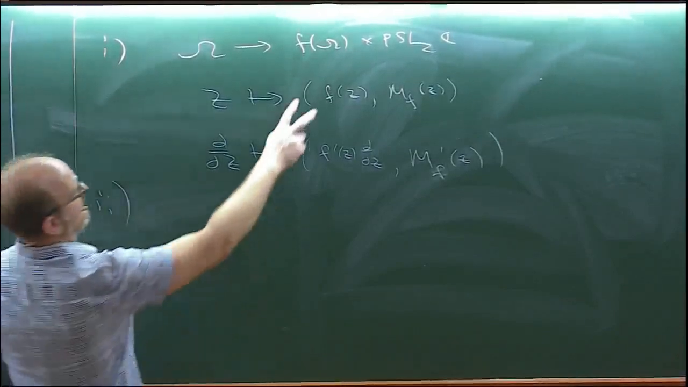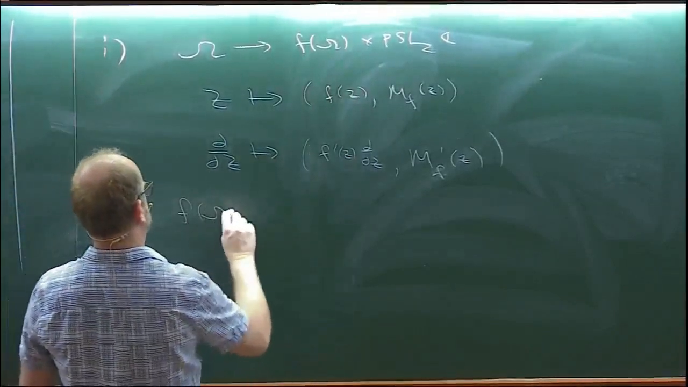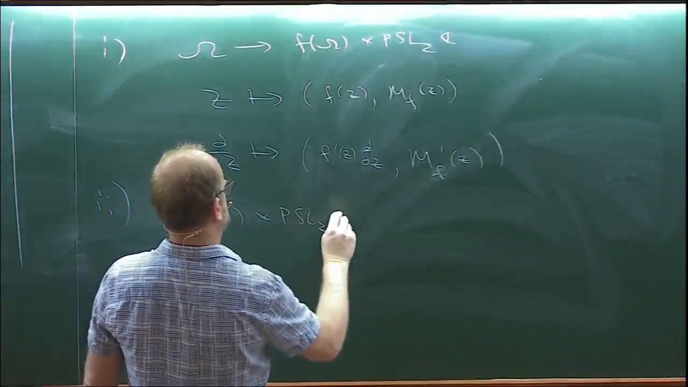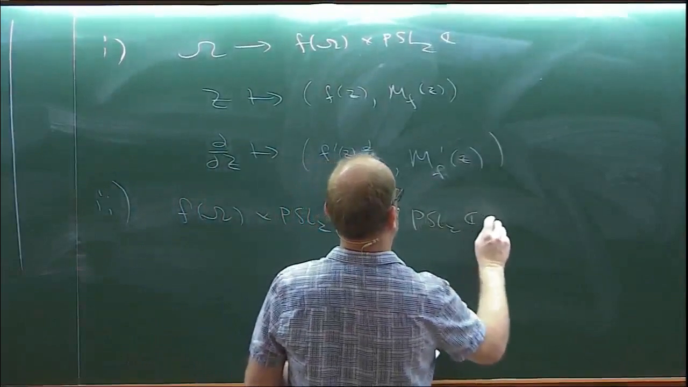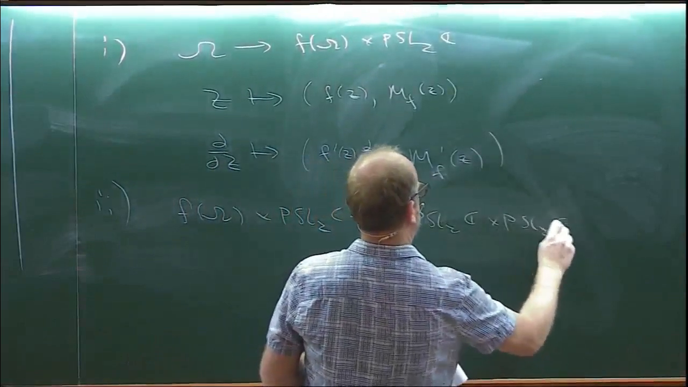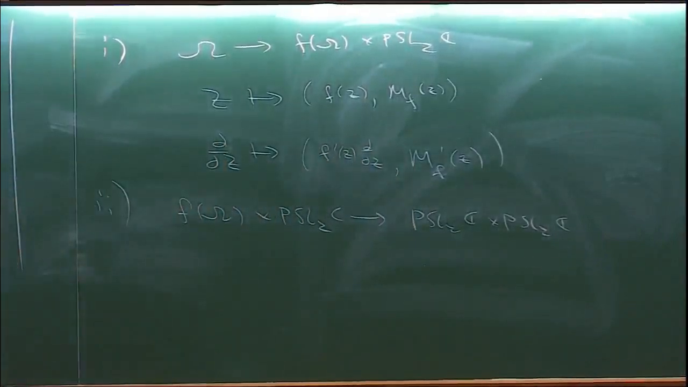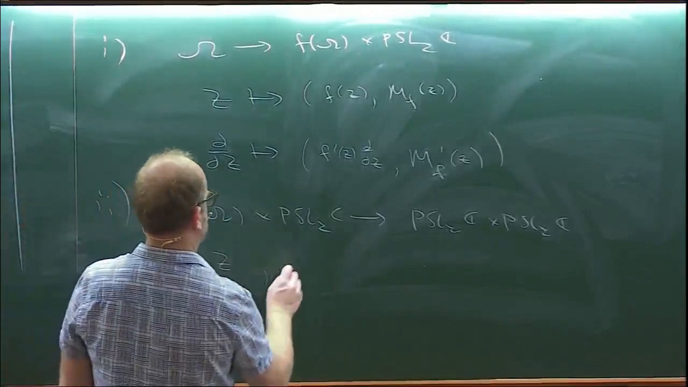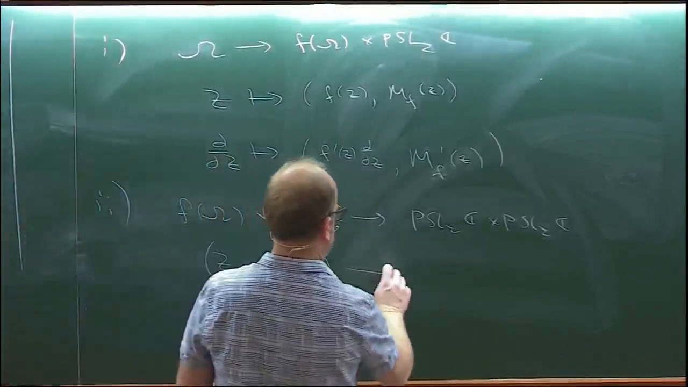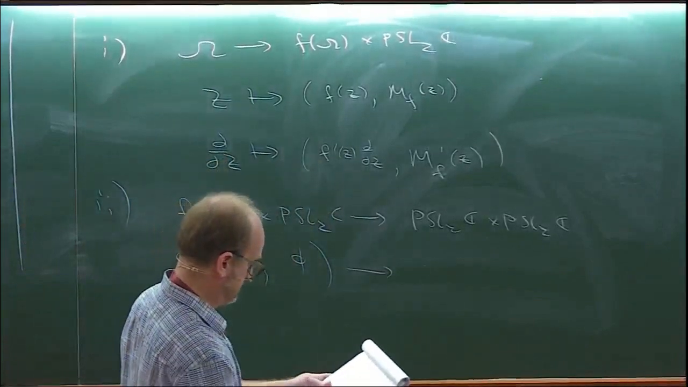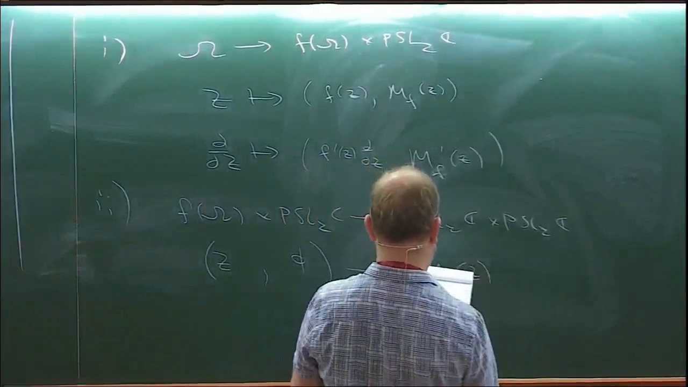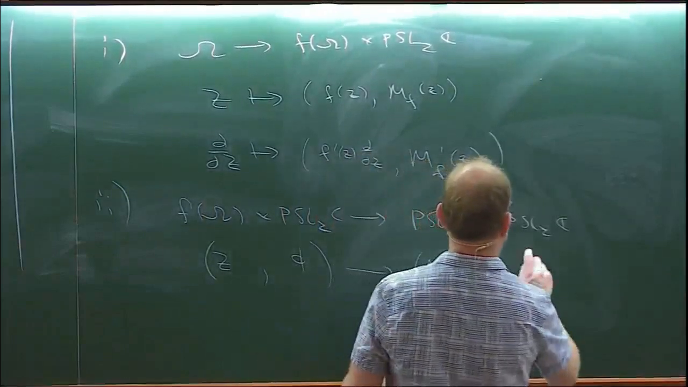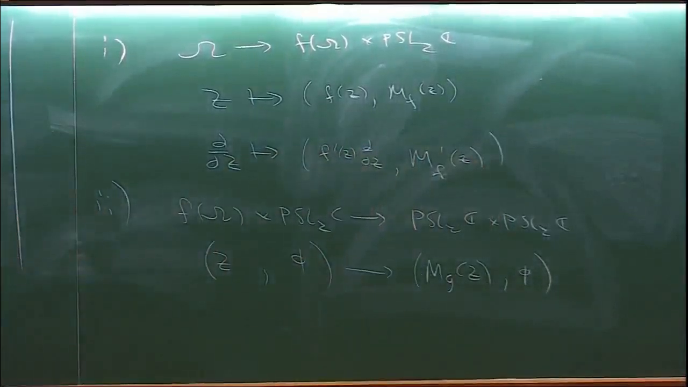The second map, its domain is going to be here. And the image is just going to be the product of 2 copies of PSL2C. So I'm going to take a z and a phi. Now I'm going to apply G. And then I'm just going to take the phi to itself. And we'll see why in a second.